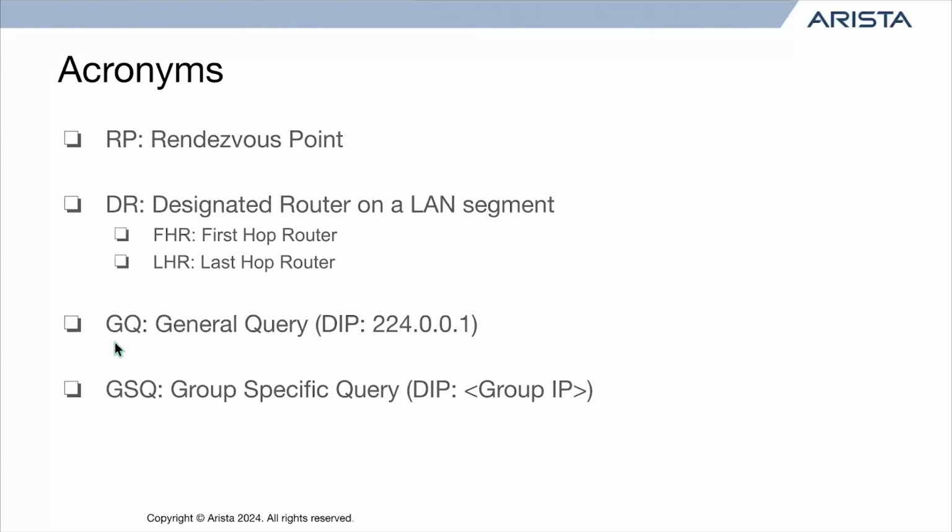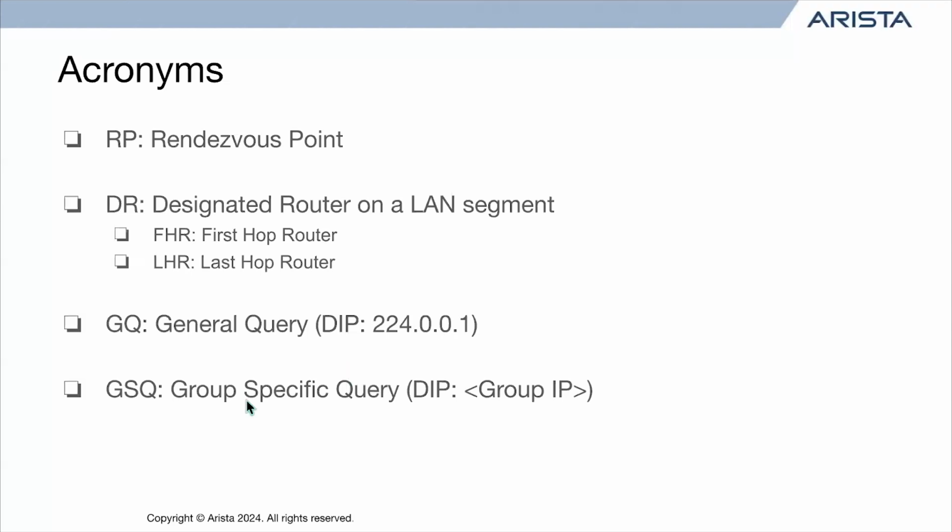Moving on, a GQ, which is basically a general query, is sent out by an IGMP querier in its broadcast domain. It's periodically sent in that domain to solicit reports from receivers who are interested in getting multicast traffic for any group. And this query is usually sent to the general all hosts IP, 224.0.0.1.